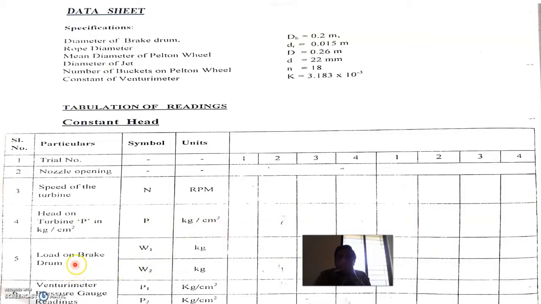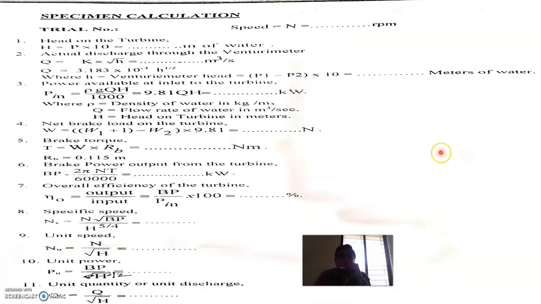You're going to note down the load on the drum, that is W1 and W2. You're going to note down the venturimeter pressure gauge readings, that is P1 and P2, for all the trials, whether in half flow or full flow condition. These are the equations which we are going to use.